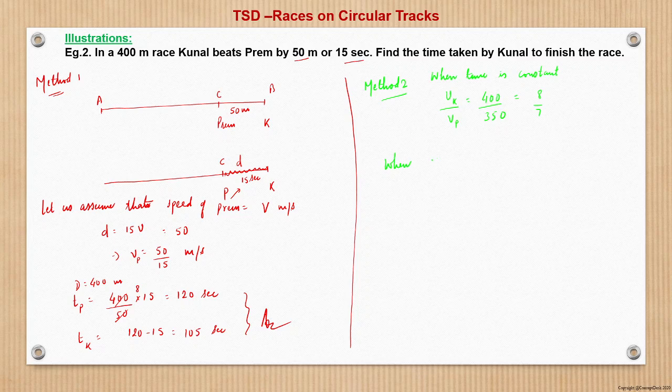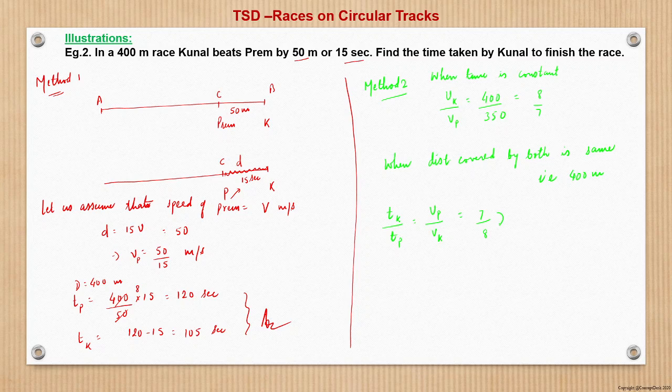Now when the distance covered by both is the same, that is 400 meter, in that case ratio of time taken by Kunal to time taken by Prem will be what? Inversely proportional to the ratio of speed. So it will be Vp upon Vk, speed of Prem upon speed of Kunal, and that is nothing but 7 by 8. So it means that if Prem takes 8 seconds, then Kunal takes 7 seconds to finish the race.